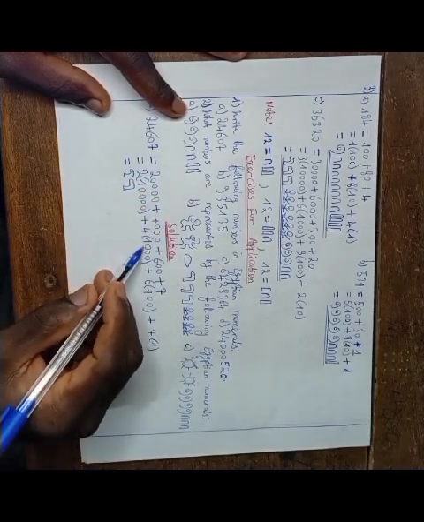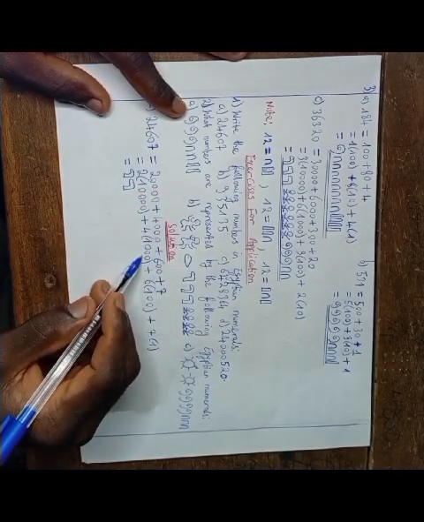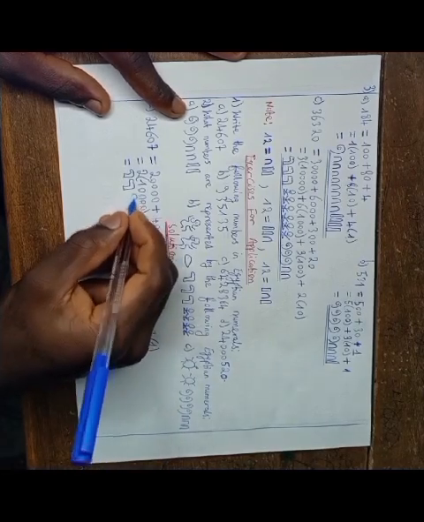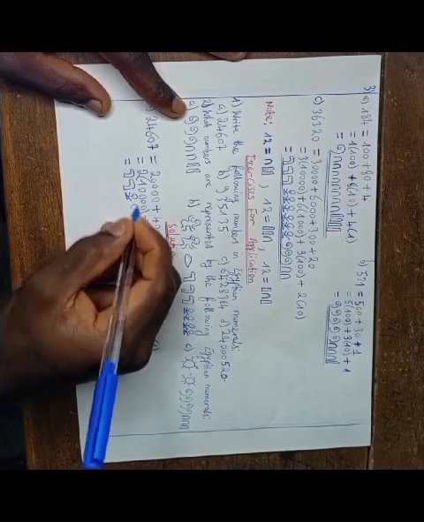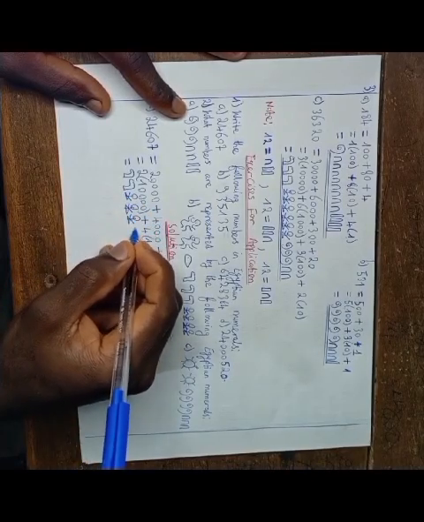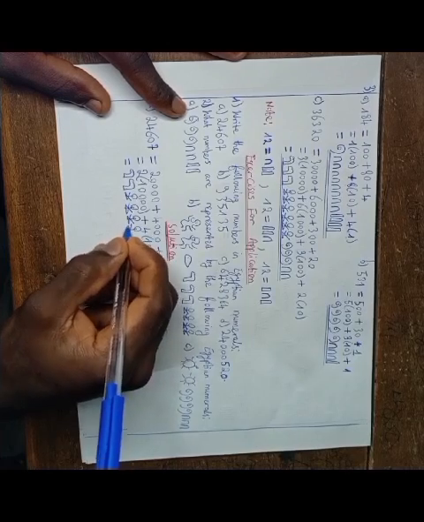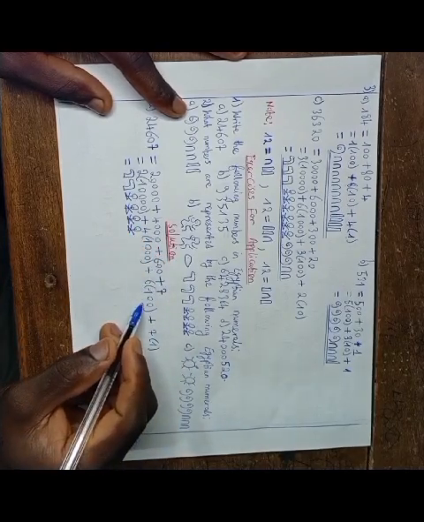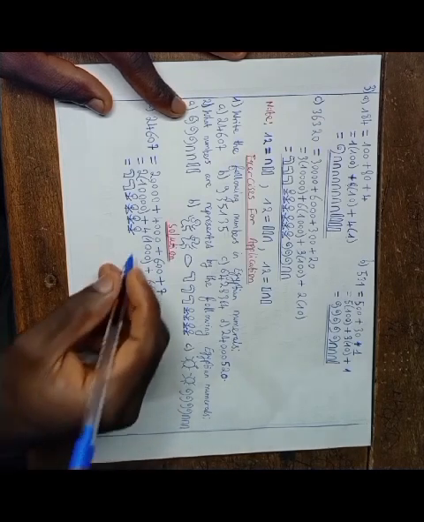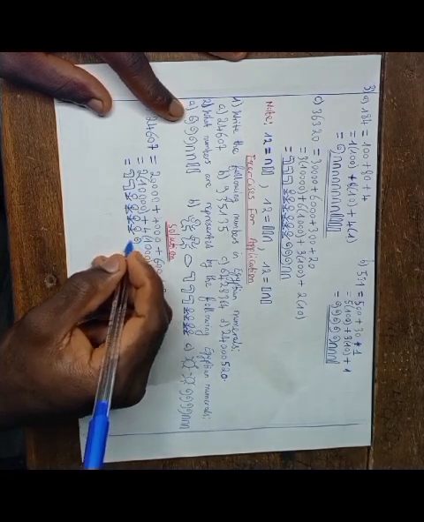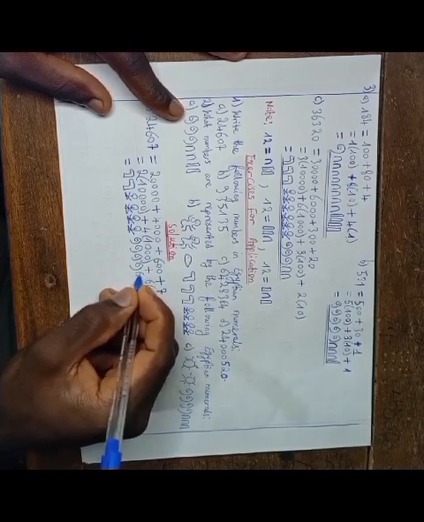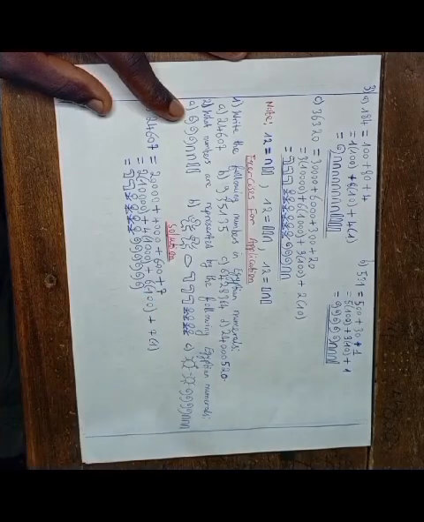Next, we are going to write down 4,000 by using 4 lotus flowers. 1, 2, 3, 4. Next, we have to represent 600. So we are going to write down 6 spirals. 1, 2, 3, 4, 5, 6.